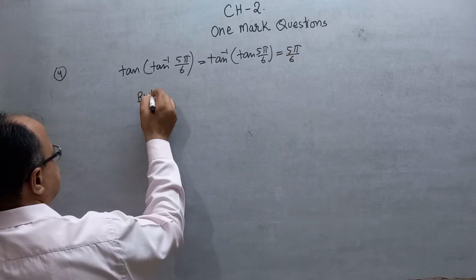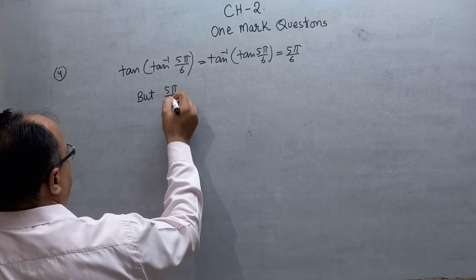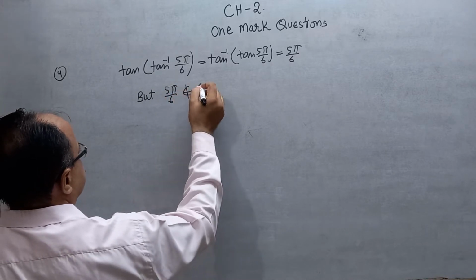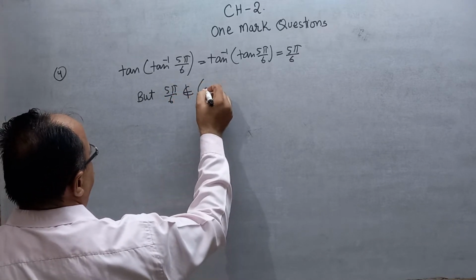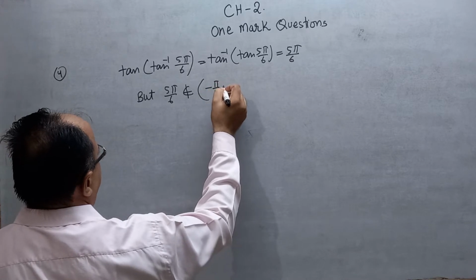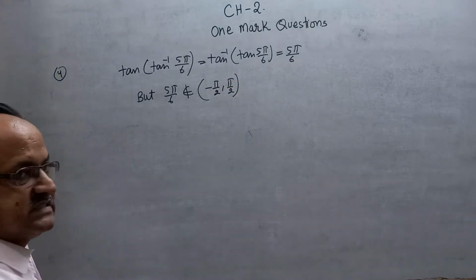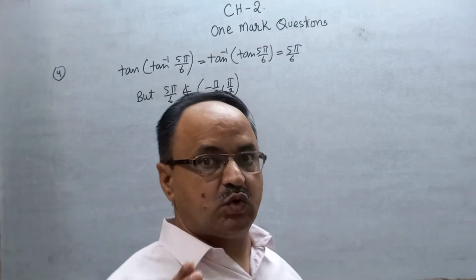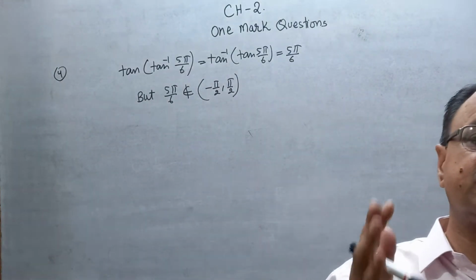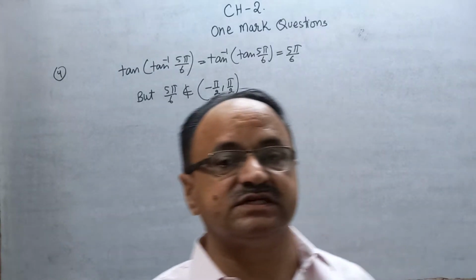But you know that 5 pi by 6 does not belong to the range of tan inverse x, minus pi by 2 to pi by 2. This is the range of tan inverse x. This quantity does not belong to the range of tan inverse x. Therefore, we have to simplify this question.